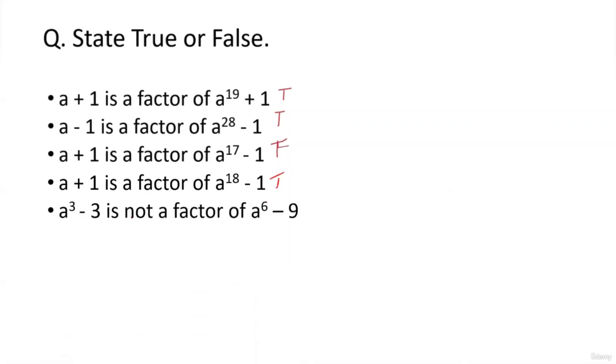Next one, a cube minus 3 is not a factor of a raised to 6 minus 9. Okay, so yes, you can put this part as 0. That means a cube will be equal to 3. Okay, let's put this value in the given expression.